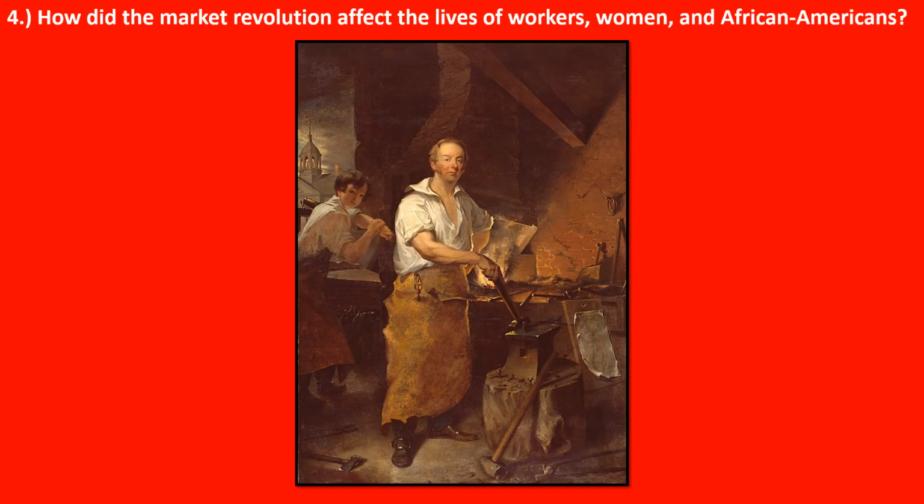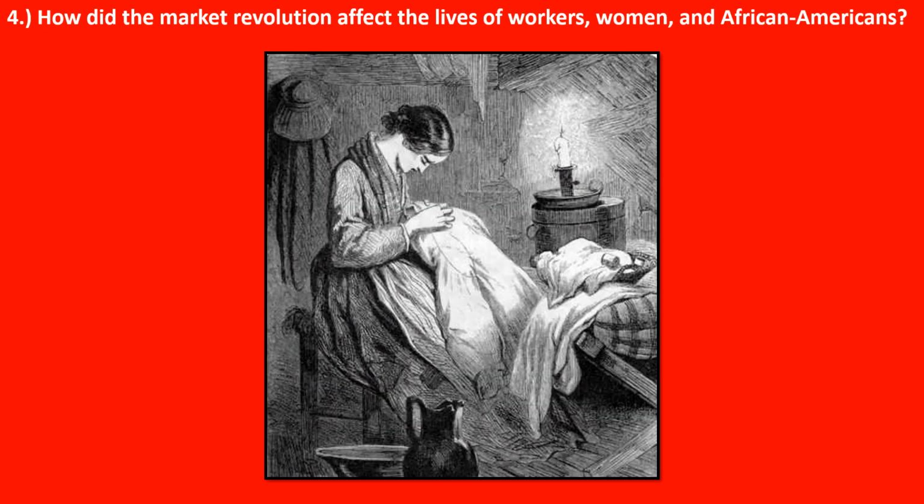Number four, how did the market revolution affect the lives of workers, women, and African Americans? So first, workers. Quickly, there was a widening gap between wealthy merchants or industrialists and the poor workers that they employed. There were some early, albeit unsuccessful, efforts at unionization for better conditions, but these were generally unsuccessful, and we're going to have this continued transition into an industrial economy that has a growing wealth gap.